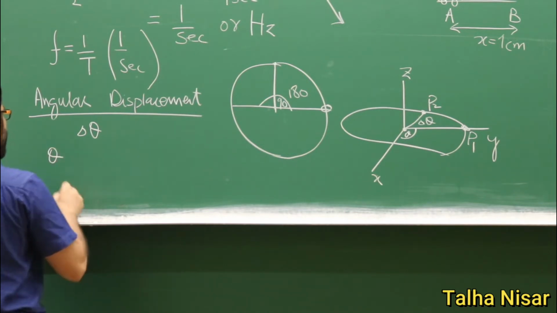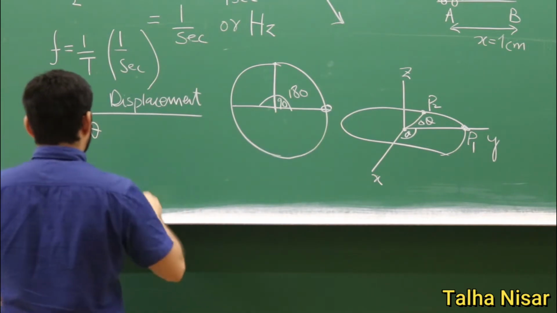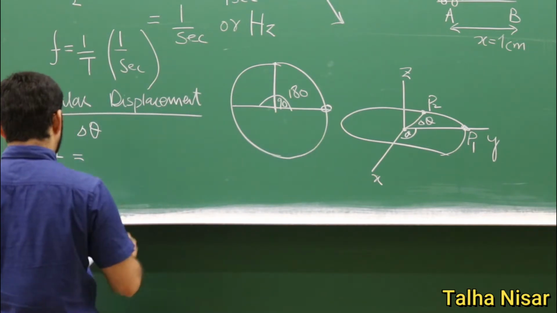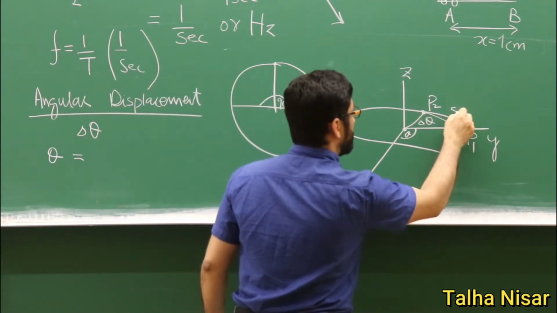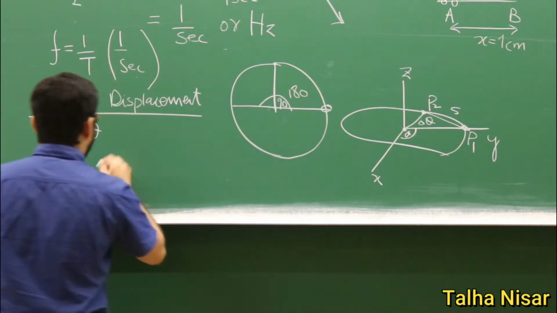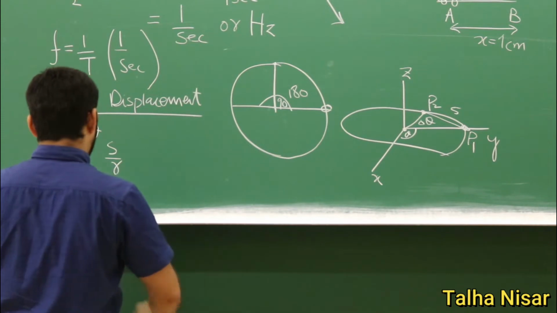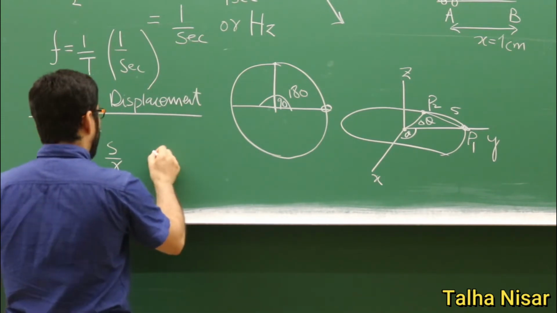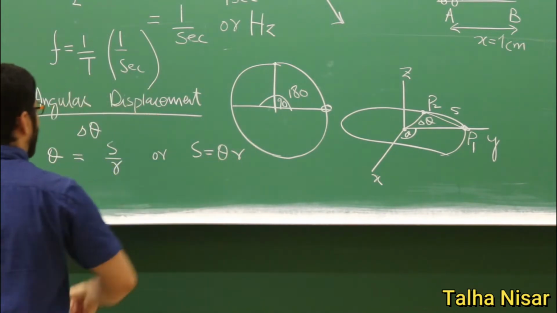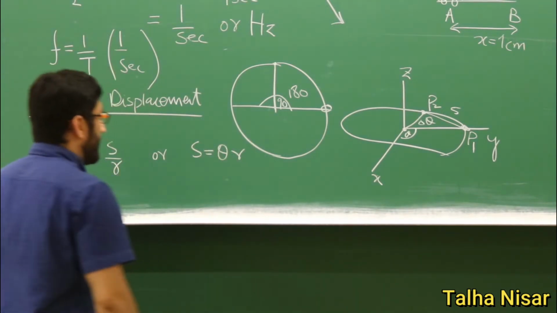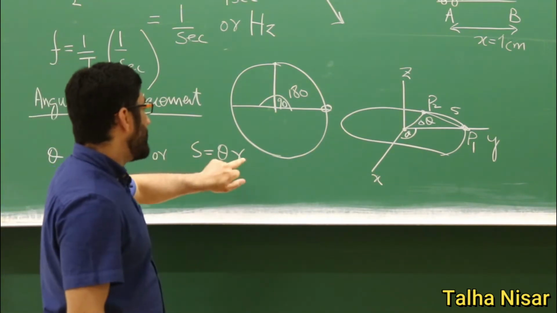So for example, we have this distance, and the distance between these two points is S. Then theta is defined by S by R, or S equals theta into R. So this is how we define the angular displacement in terms of the distance and the radius.